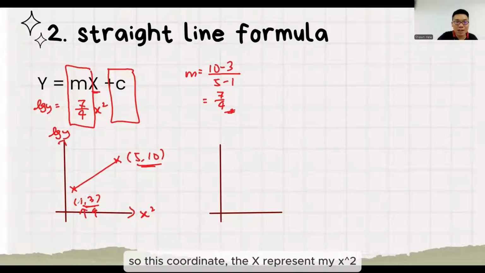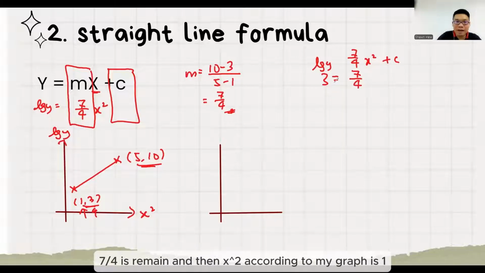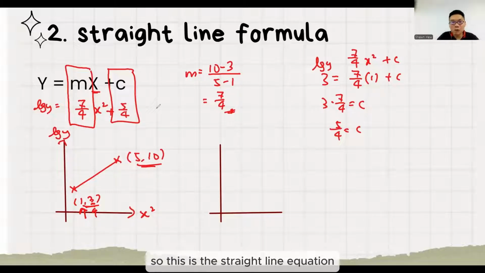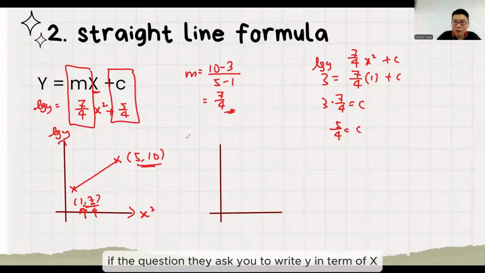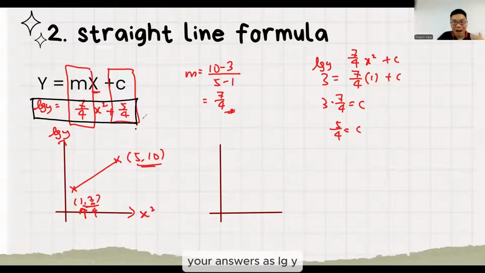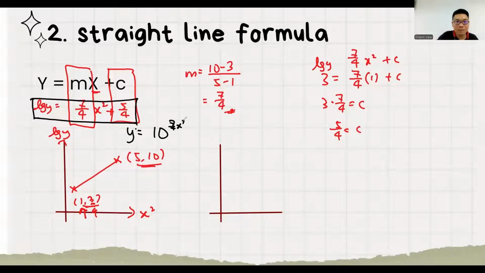For this coordinate, the x represents my x squared. This 3 represents my LGY. So I put in LGY as 3, 7/4 remains, and x squared according to my graph is 1. C is 5/4. So this is the straight line equation for a specific x and y scale. Then you can find the equation. If the question asks you to write y in terms of x, it means they don't want you to remain with LGY as your answer. So you shift the LG to the other side.